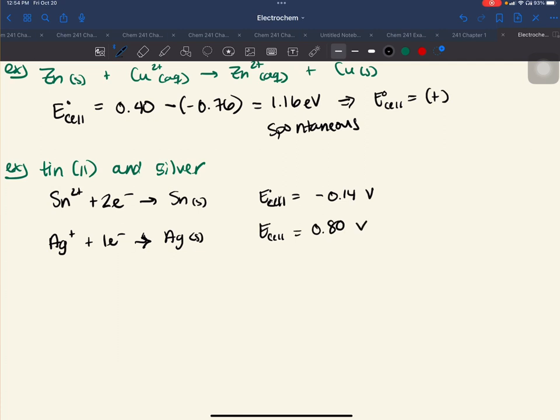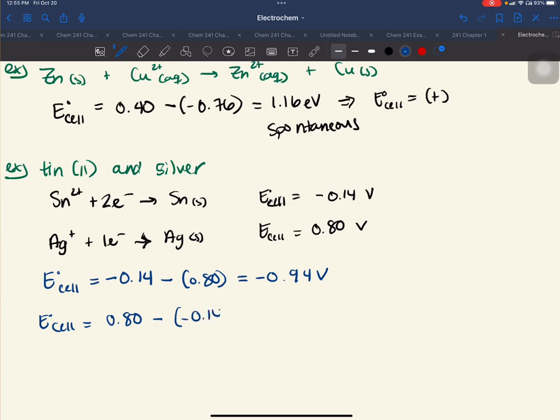So if I plug this into my equation, and I put tin first, followed by the silver, that gives me a negative 0.94 volts. Now if I swap them, I can put silver first minus the negative 0.14. That gives me the positive number. So this one here is spontaneous.